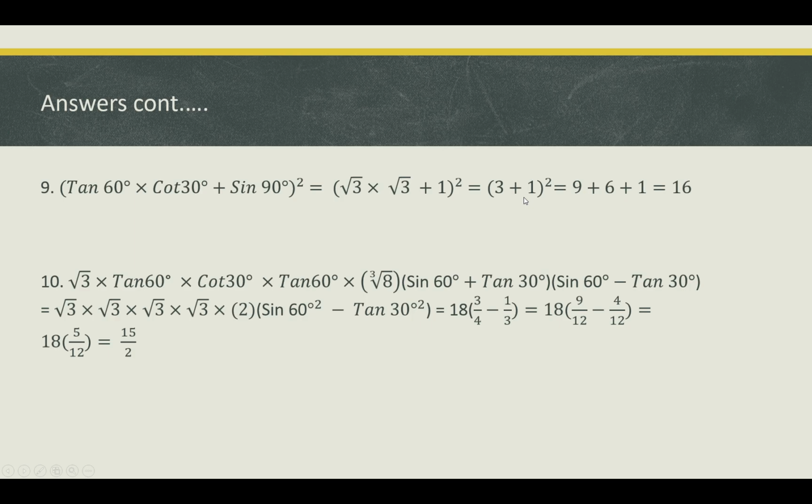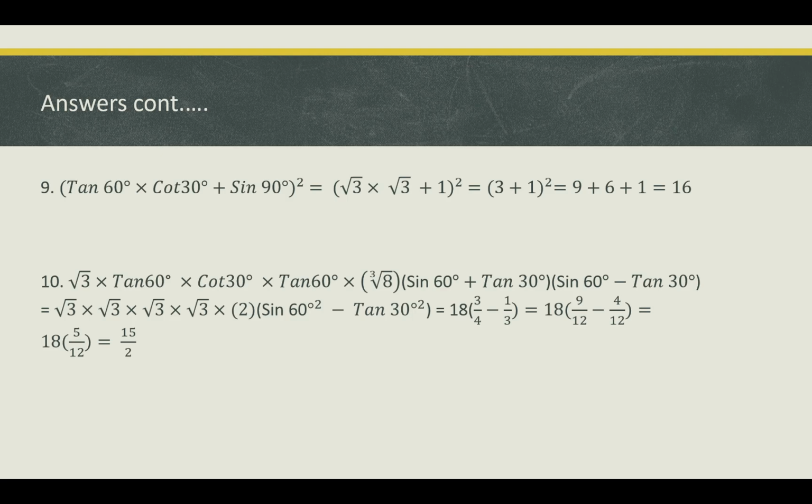And now I'm going to use the a plus b whole square formula. I'm sorry, it always confuses me. So I will use the a plus b whole square, which will be equal to 9 plus 6 plus 1, which is equal to 16. You can also just add 3 and 1 and then square the sum, which would also be equal to 16.